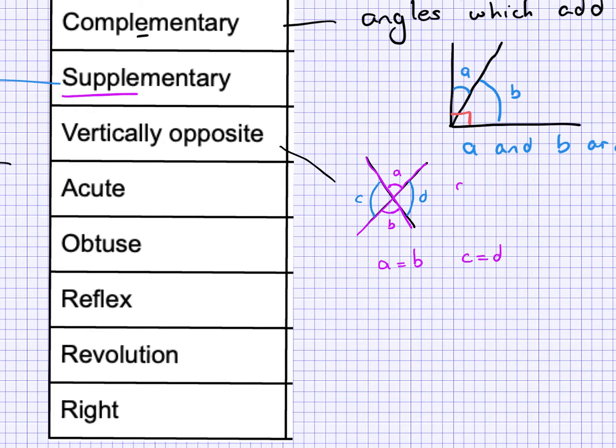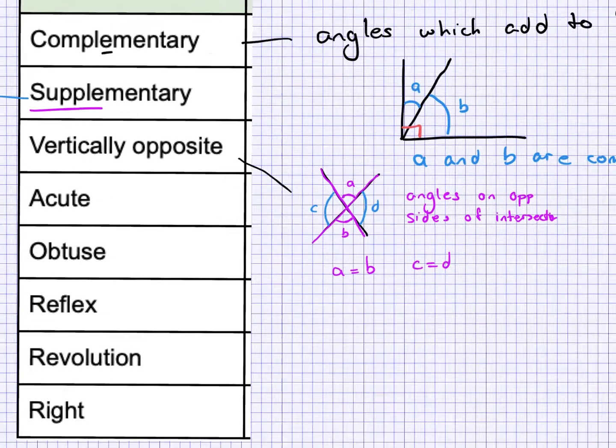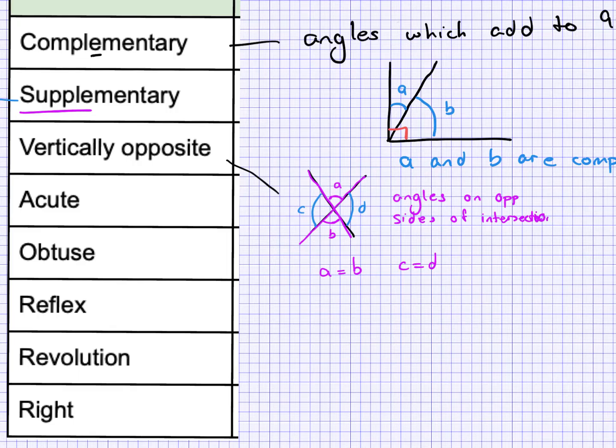So I'm going to write it down. Angles on opposite sides of an intersection point, of intersection. I'm using words we looked at last week, intersection. So that's vertically opposite.